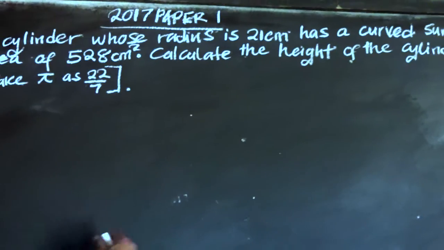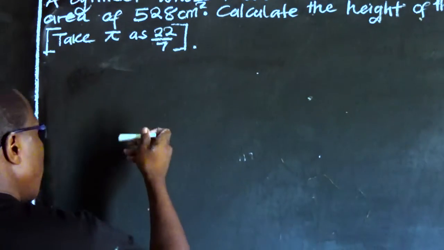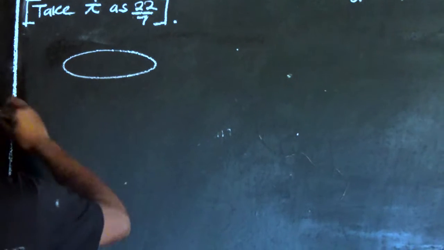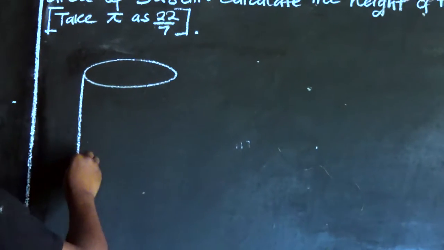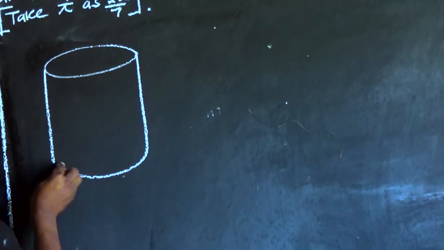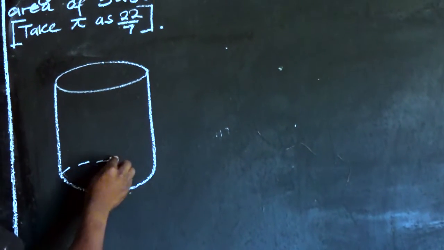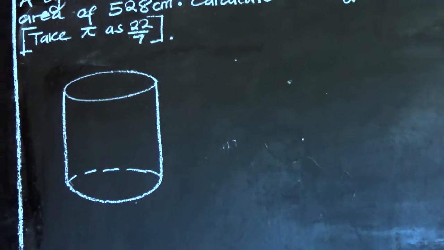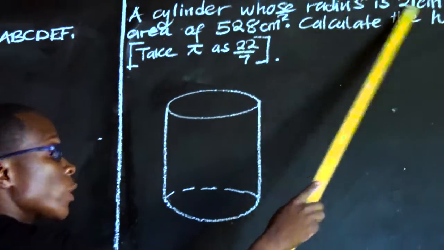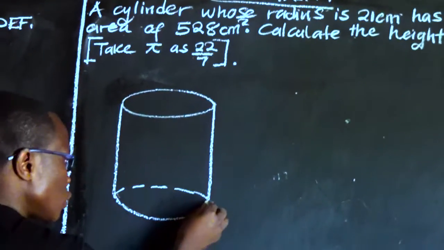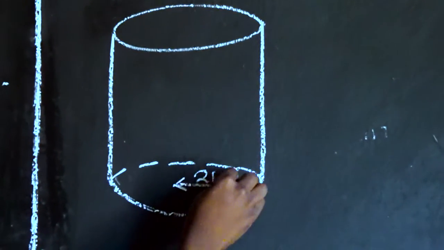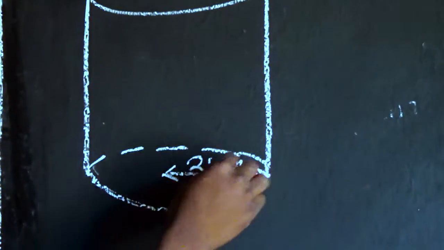Let me just sketch the cylinder they're talking about. So let me just come up with a sketch of a cylinder. Okay. So let's say this is our sketch of our cylinder. Now they are saying the radius, take note, the radius has been given to be 21 centimeters, right? So the radius is what, people? 21 centimeters. Are we together?